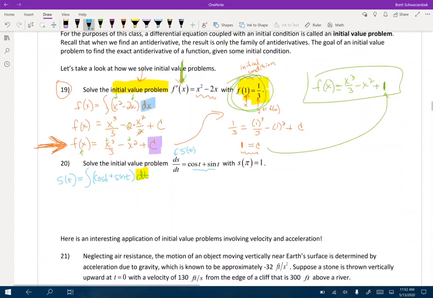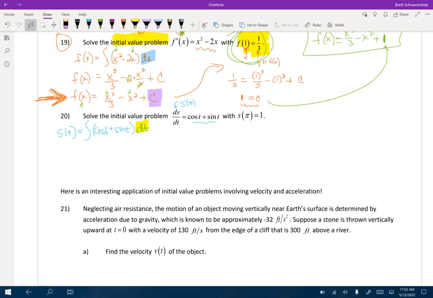So, what do we do when we find this antiderivative? Well, what is the antiderivative of cosine? Well, what do we have to find?